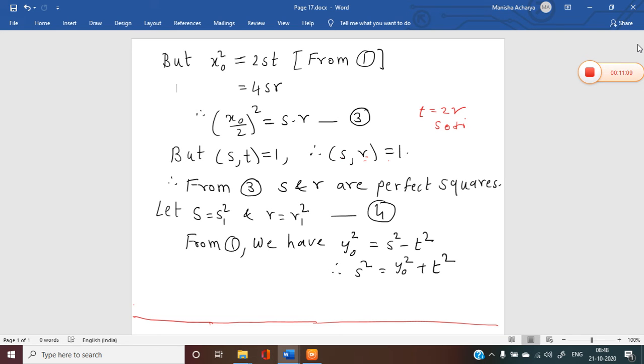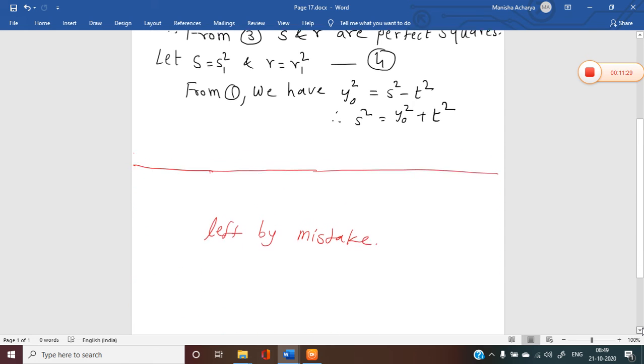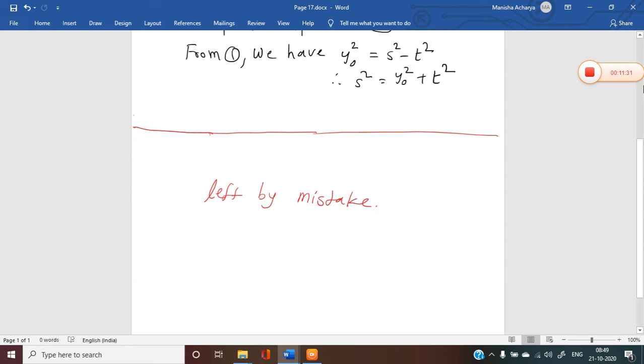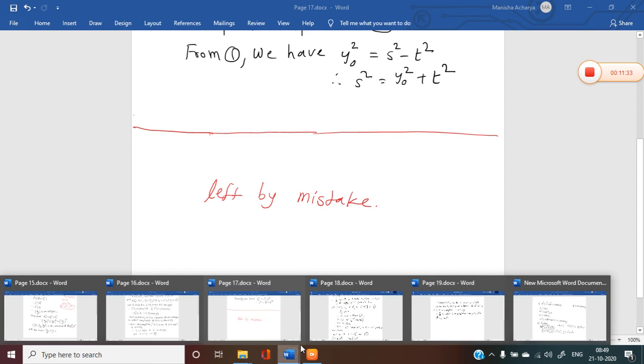So from 1, where we have defined the values for x0 square, y0 square and z0, we get y0 square is equal to s square minus t square. Therefore s square is equal to y0 square plus t square. Okay, now here by mistake I have left this remaining part of the page. So now let us move to the next page, that is page number 18.